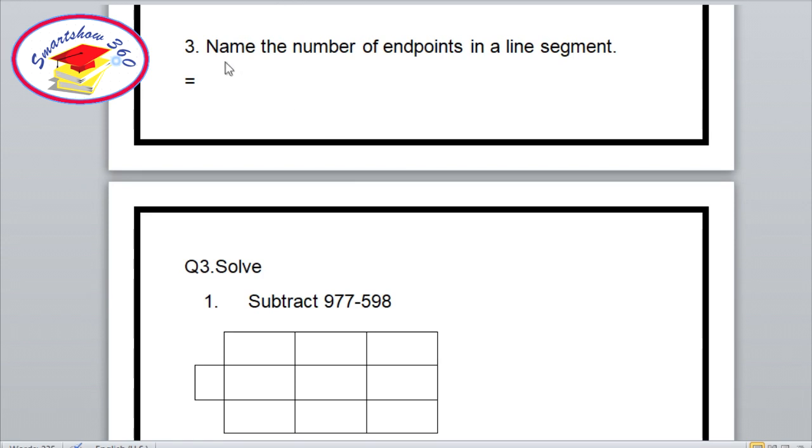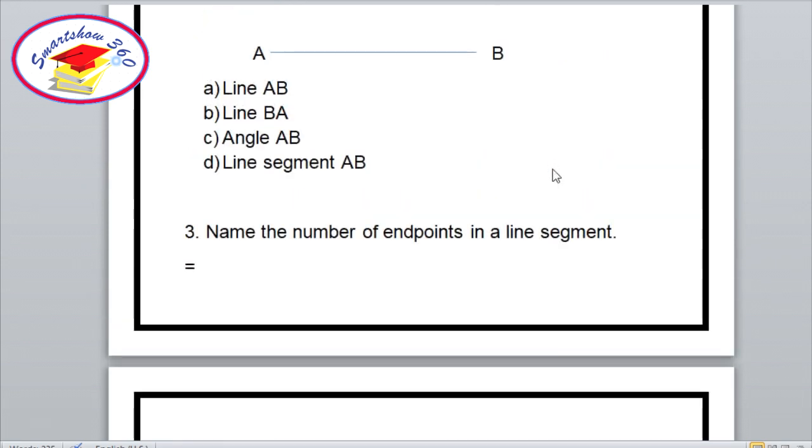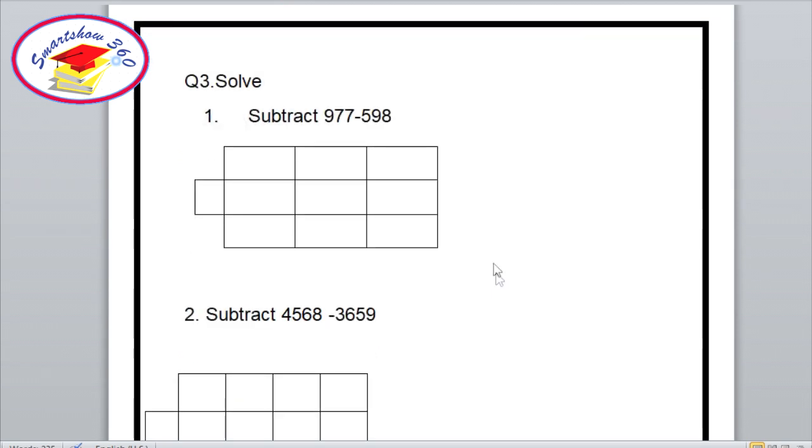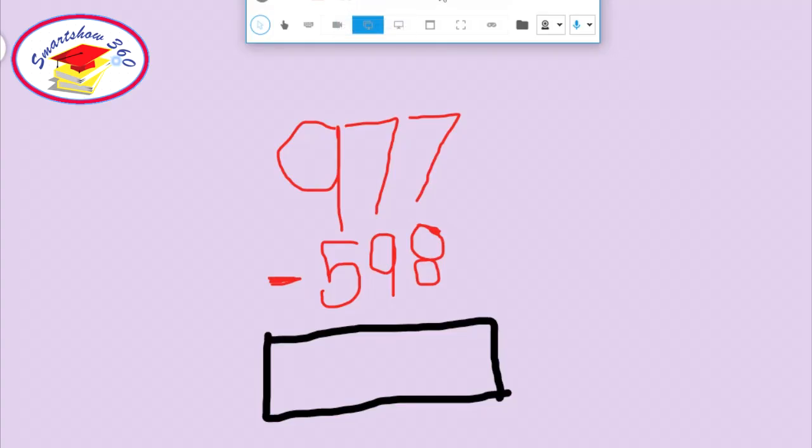And so, could you name the number of endpoints in a line segment? Yeah, there is a line and then there are 2 points ending and starting it. So there would be 1 in the starting and 1 at the ending. So there are 2 endpoints in a line segment. And the third question, solve. Subtract 977 minus 598. So my dear friends, here is the question. 977 minus 598. So let all of us solve this together.